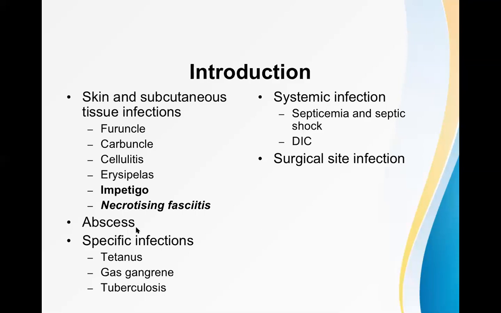Now, abscess, we already talked in detail about abscess in the morning class, and some other infections which are not related only to skin and subcutaneous tissue, but they are important surgical infections. They are tetanus. We are going to learn about tetanus in the upcoming classes. Gas gangrene, we are going to learn, and tuberculosis. Now, tuberculosis you have already learned somewhere else, so probably we do not want to repeat again.